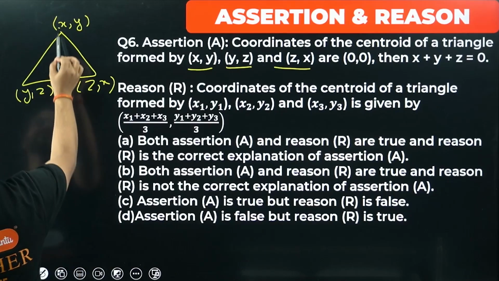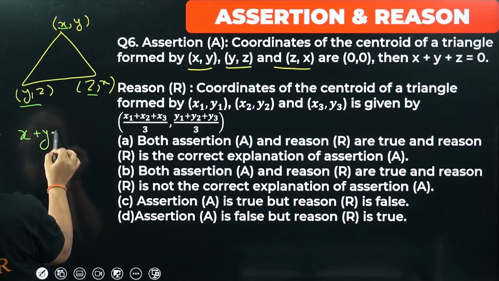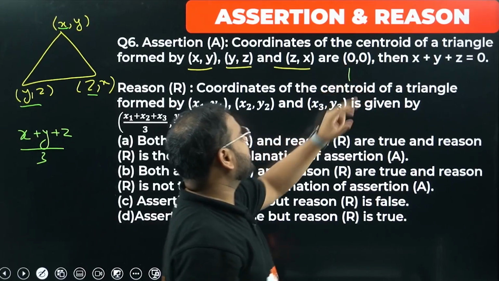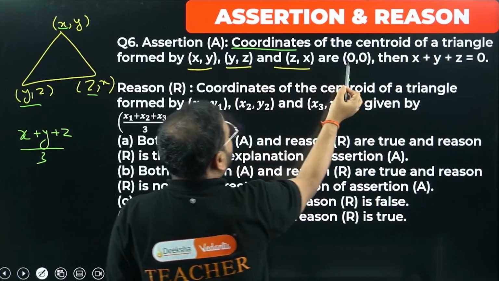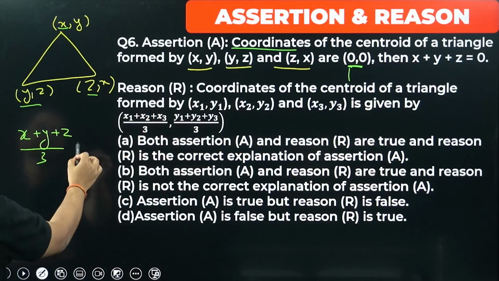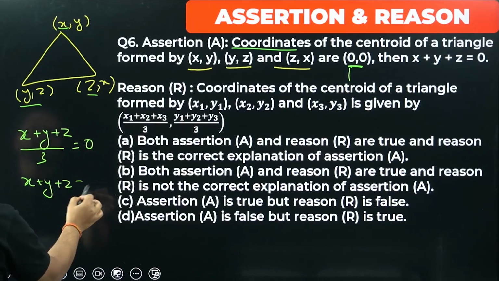Please have a look, don't get confused. X over here, y over here, z over here. So what am I going to get? X plus y plus z, divided by 3. And what is the x coordinate that is given? Sir, the centroid point they have given. The centroid's coordinates are 0, 0. So what is the x value there? 0. What I'm getting is x plus y plus z equals 0.